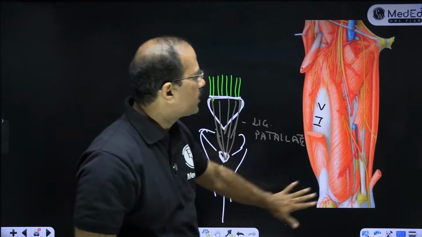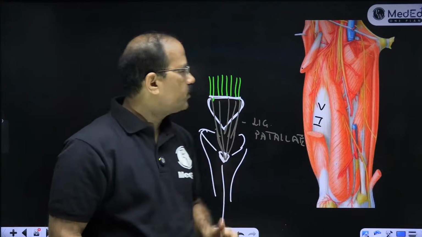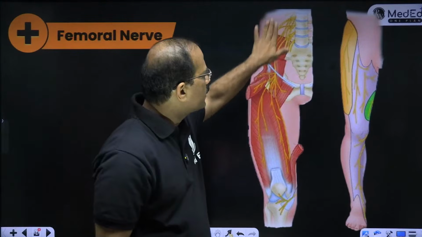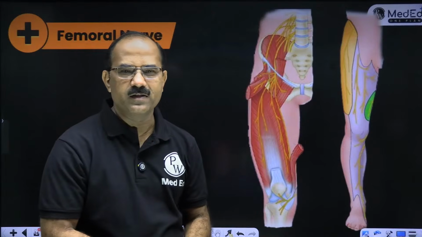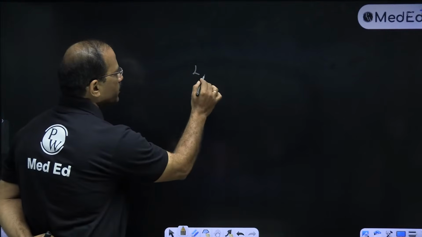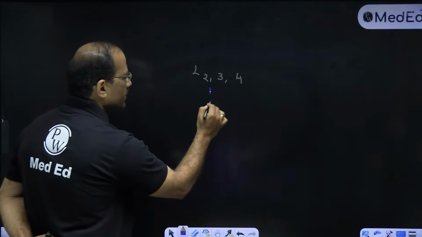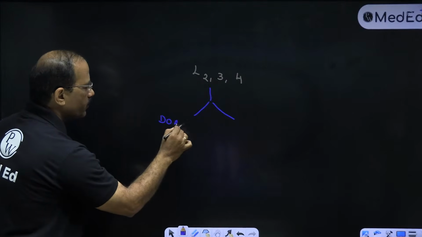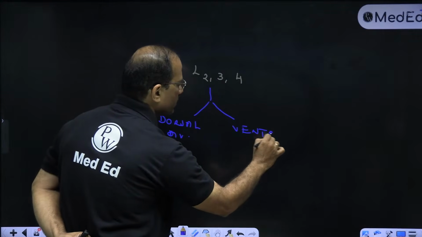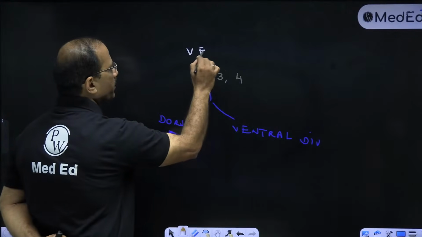Nerve of this compartment. ये compartment की nerve है femoral nerve. Okay, now this femoral nerve is a branch of what? Okay, this femoral nerve is a branch of lumbar plexus. Lumbar plexus. Fine. Just tell me one thing. L234 स्पाइनल नर्व्स, इसका एक डॉर्सल डिवीजन है, और एक है वेंट्रल डिवीजन. व्हाट इज दिस? वेंट्रल रेमाई.